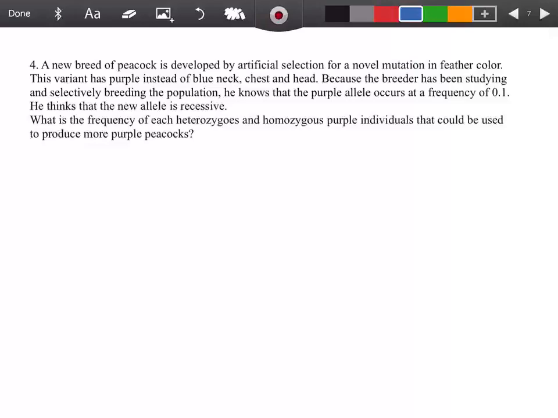What is the frequency of heterozygous and homozygous purple individuals that could be used to produce more purple peacocks? So, step 1, have we been given a phenotype or an allele frequency? We have been given an allele frequency. The purple allele occurs at a frequency of 0.1. We are also told that the new allele, the purple allele, is recessive.